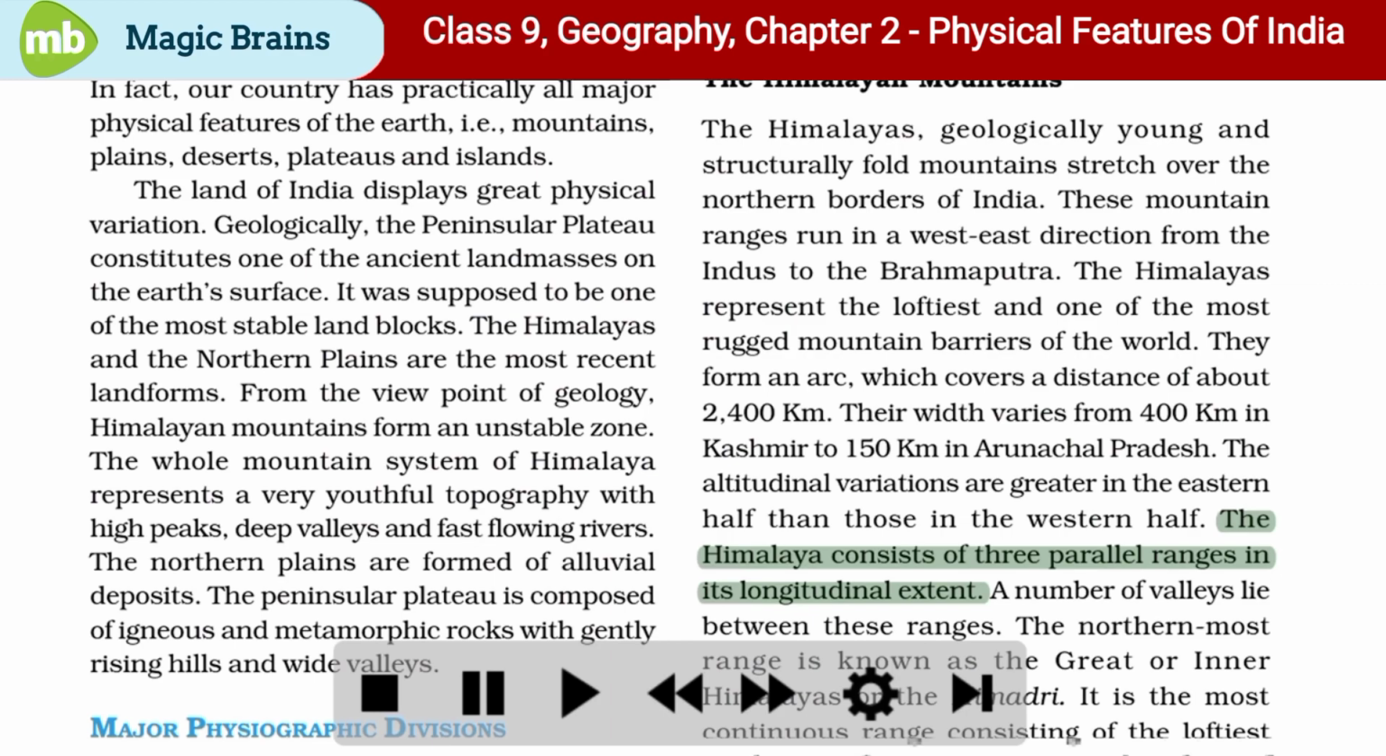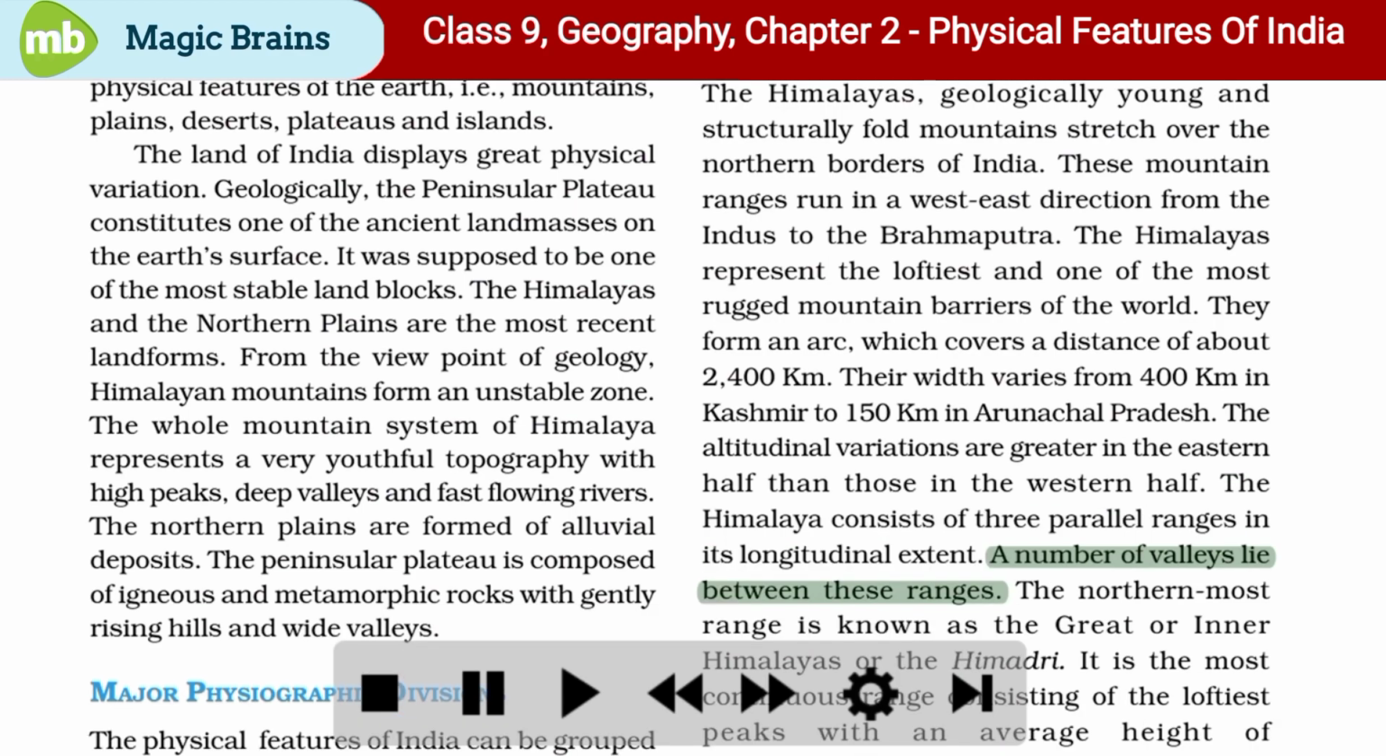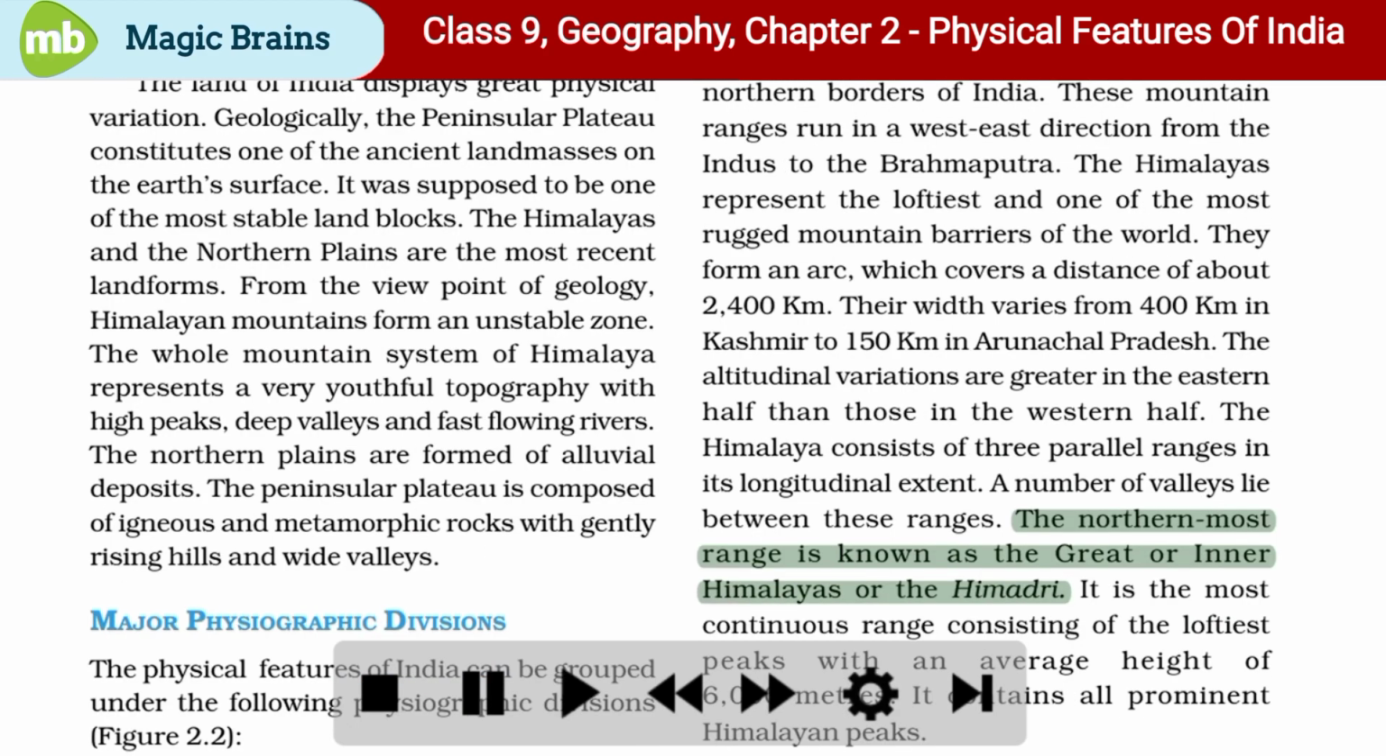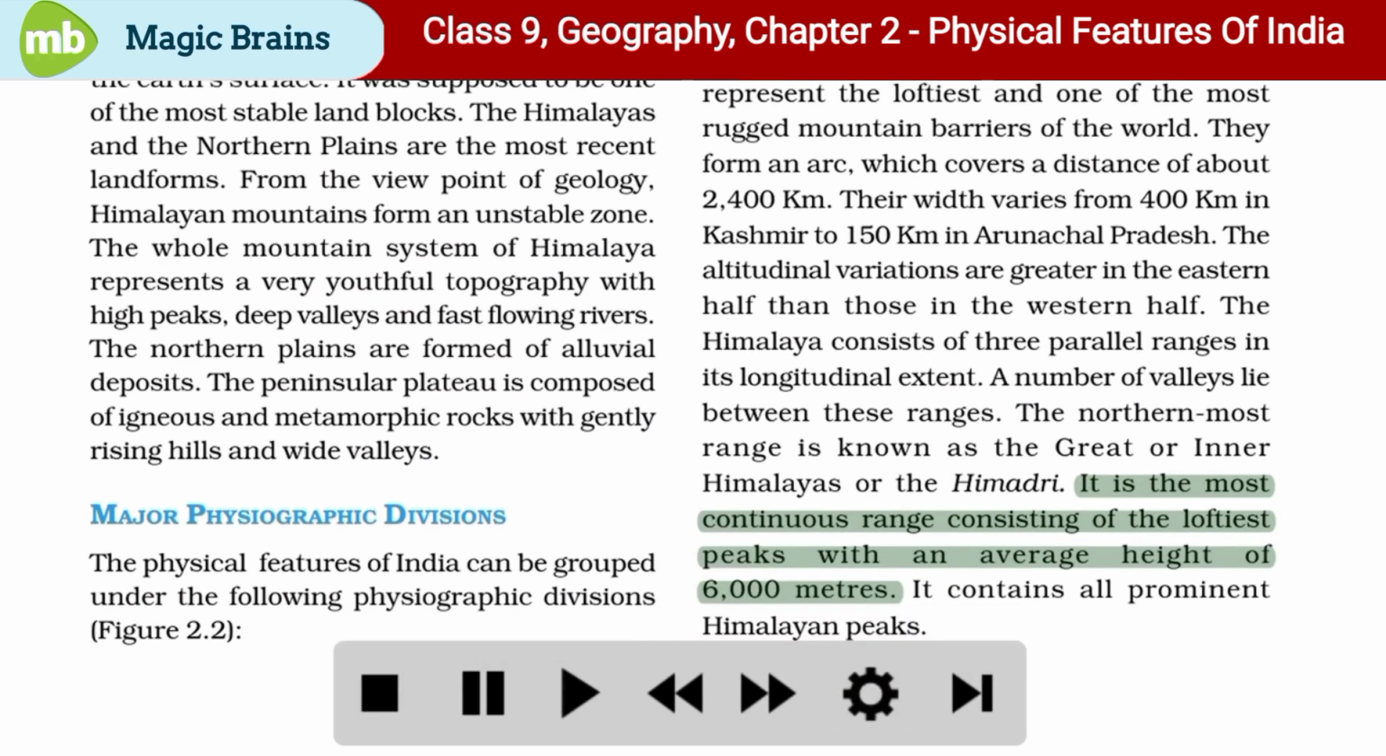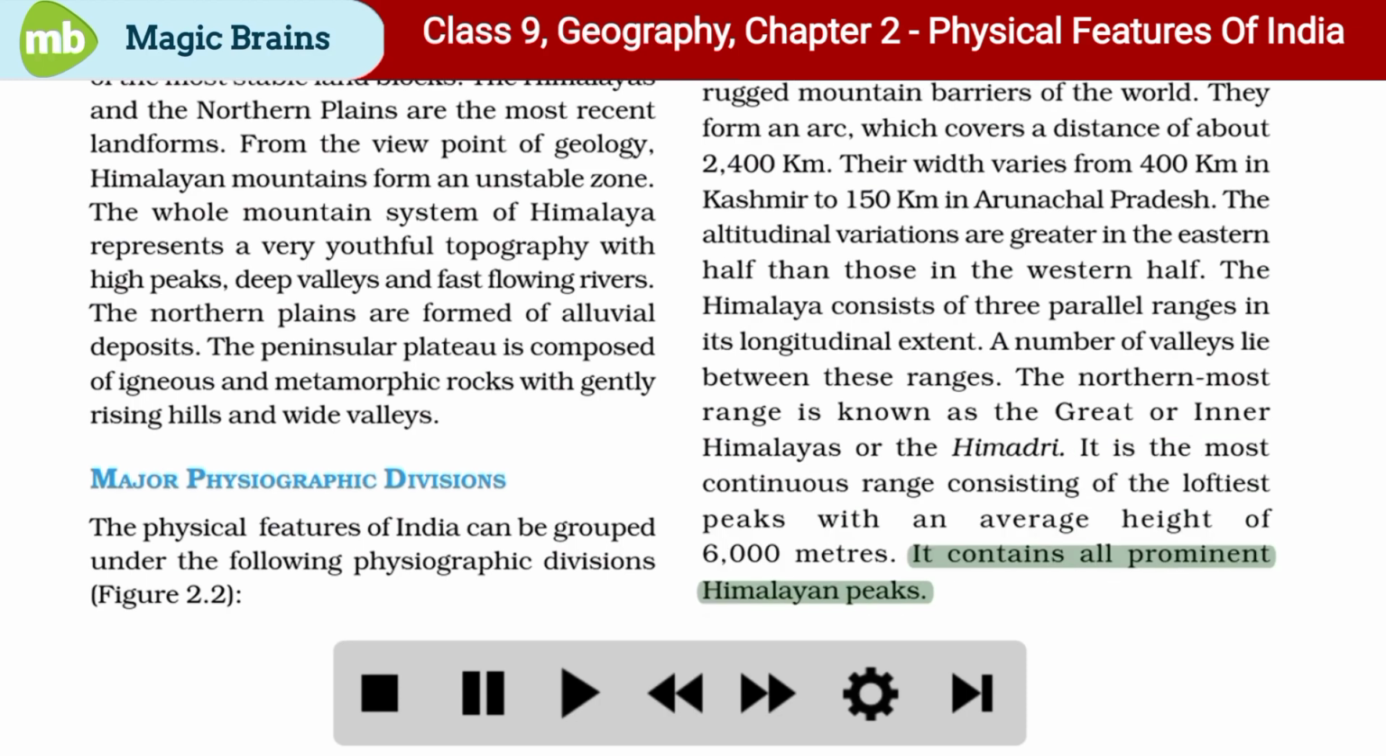The Himalaya consists of 3 parallel ranges in its longitudinal extent. A number of valleys lie between these ranges. The northernmost range is known as the Great or Inner Himalayas, or the Himadri. It is the most continuous range consisting of the loftiest peaks with an average height of 6,000 meters. It contains all the prominent Himalayan peaks.